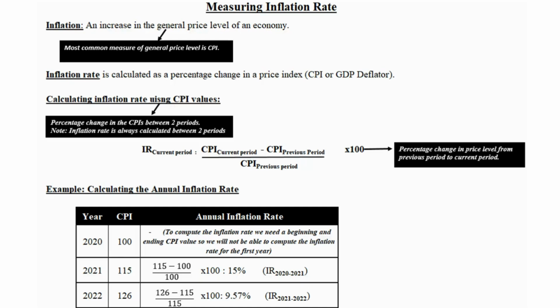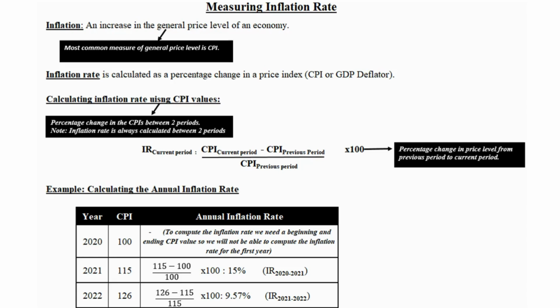So we move on to 2021, and the inflation rate for 2021 would be the CPI value for 2021, which is 115, minus the CPI value of the previous year, i.e. 2020, which is 100, divided by the CPI value of the previous year, which is 2020. So in that case, the value is 100. When we multiply this by 100 as well to get it as a percentage, the inflation rate for 2021 would be 15%.